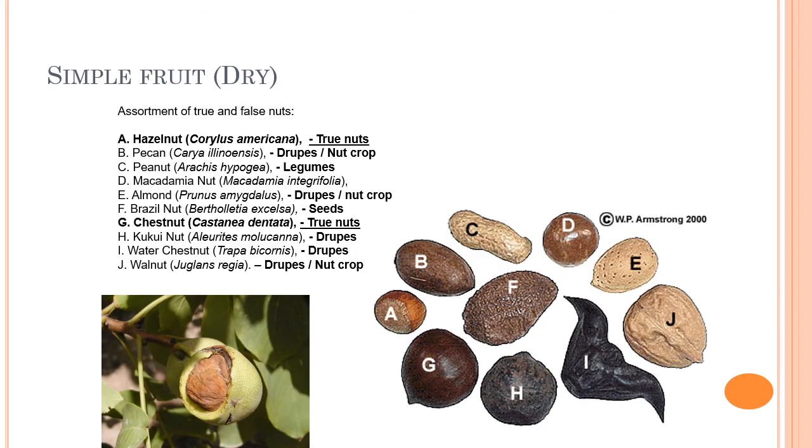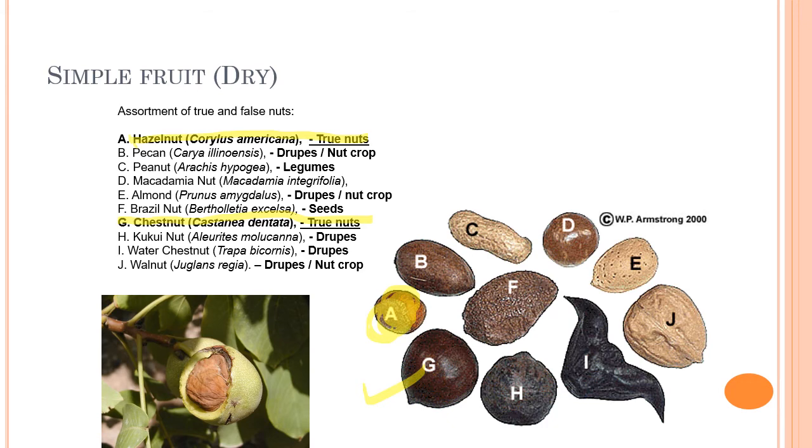Okay, so now let's look at the hazelnuts. A is hazelnut, and you know the hazelnut. This is a true fruit, and all three layers are dry. Chestnut, Castanea, is also considered a true nut, a nut fruit. That's also the same thing. So these are the only two that are dry fruits.